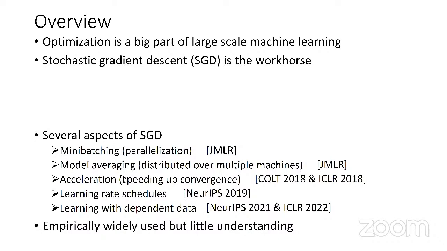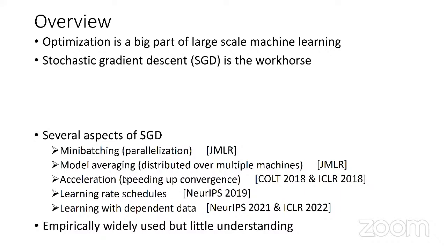As all of us are perhaps aware, optimization is a big part of large-scale machine learning, and stochastic gradient descent is the workhorse in most of the practical applications. While SGD is very widely used and has been observed to have very good empirical performance, there are several aspects of SGD that are important for its good practical performance. Some of the examples include what is the size of mini batch that we use in running SGD, how can we distribute SGD to work over multiple machines, how do we do acceleration, which is an optimization technique to speed up convergence, and what is the kind of learning rate schedule that we use as time progresses.